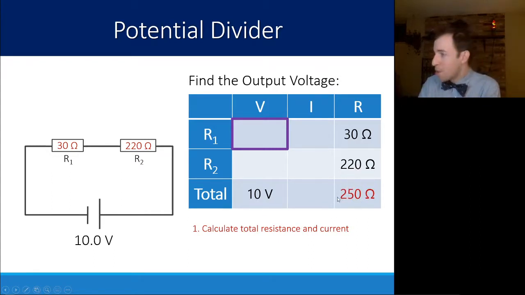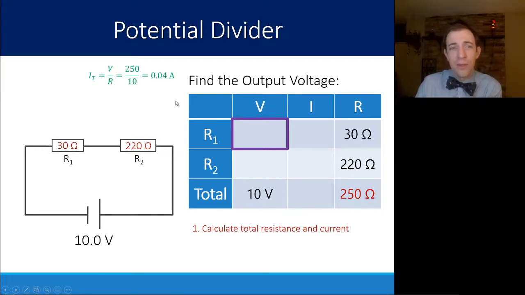If I know the total resistance and I know the total voltage, I can find the current using Ohm's law. Ohm's law says that the current is equal to the voltage divided by the resistance. 250 divided by 10. That is flipped around. Let me change that right now. There we go. 10 divided by 250 will give you 0.04 amps.